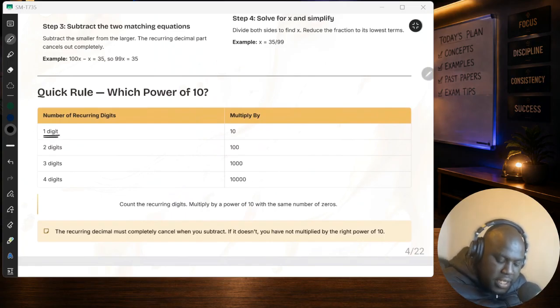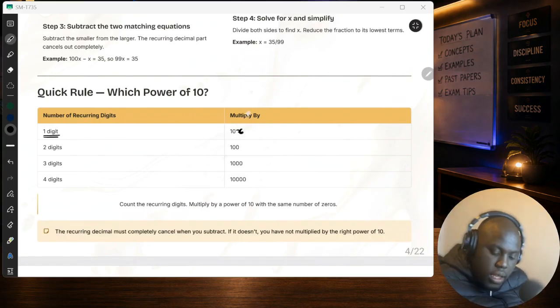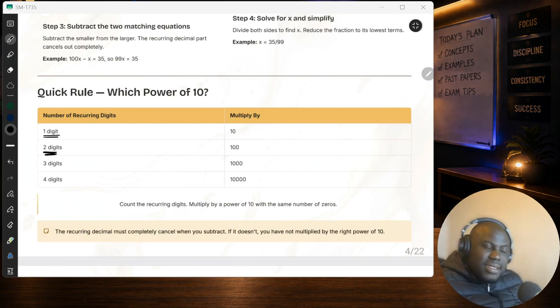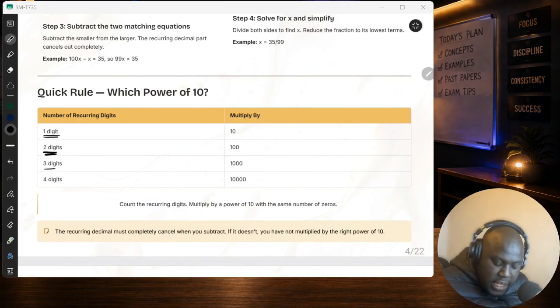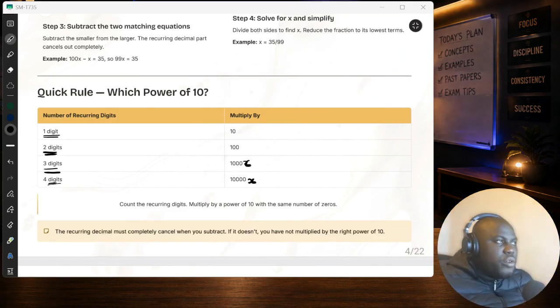If there is one digit recurring, then the next version of x I want to see is 10x. That's why we say multiply by 10. If you have 2 digits recurring, then the next version of x is 100x. If you have 3 digits recurring, it is 1000x, 3 zeros. If you have 4 digits recurring, it is 10,000x. So the next version of x you choose will depend on how many digits are recurring.